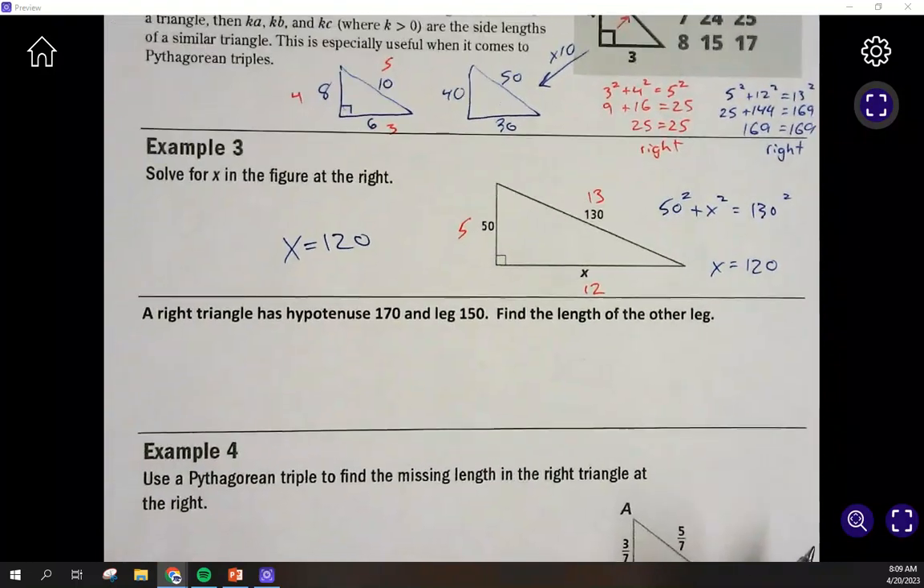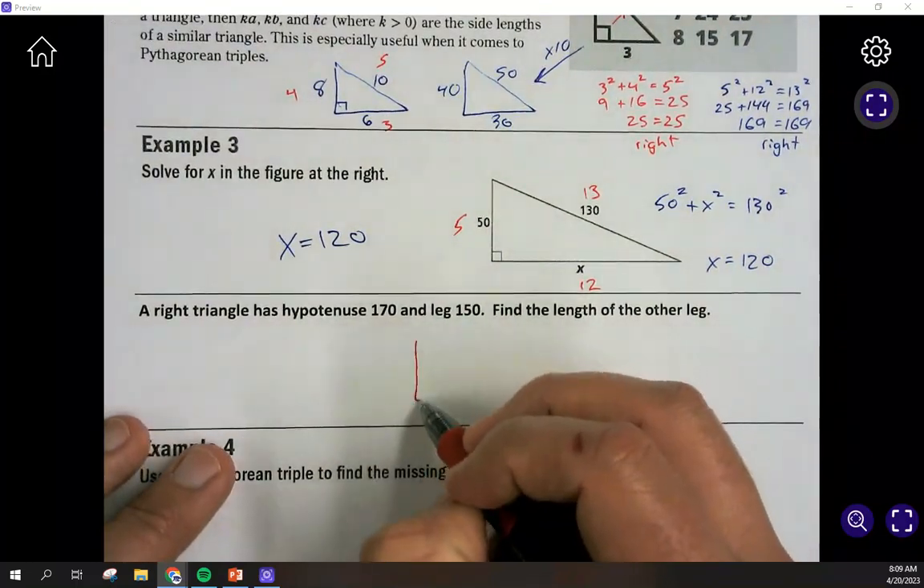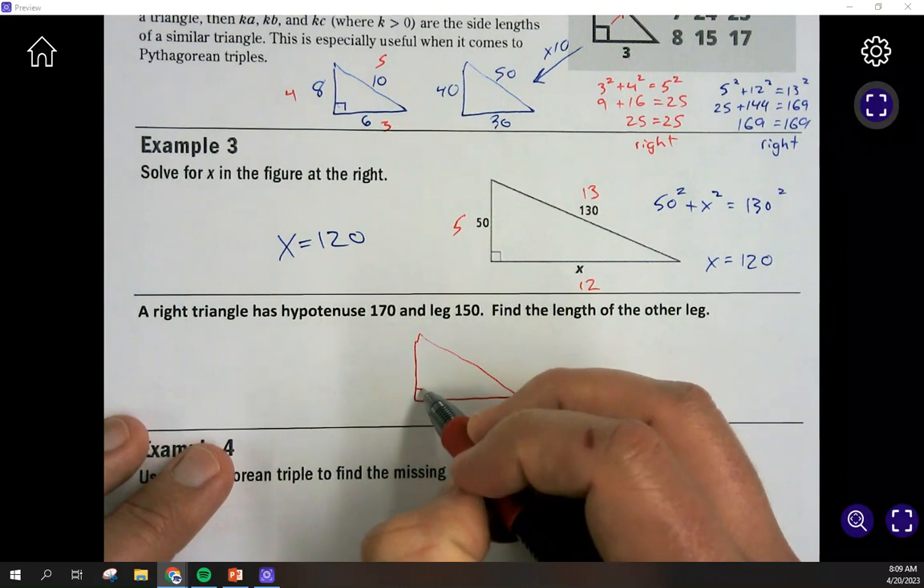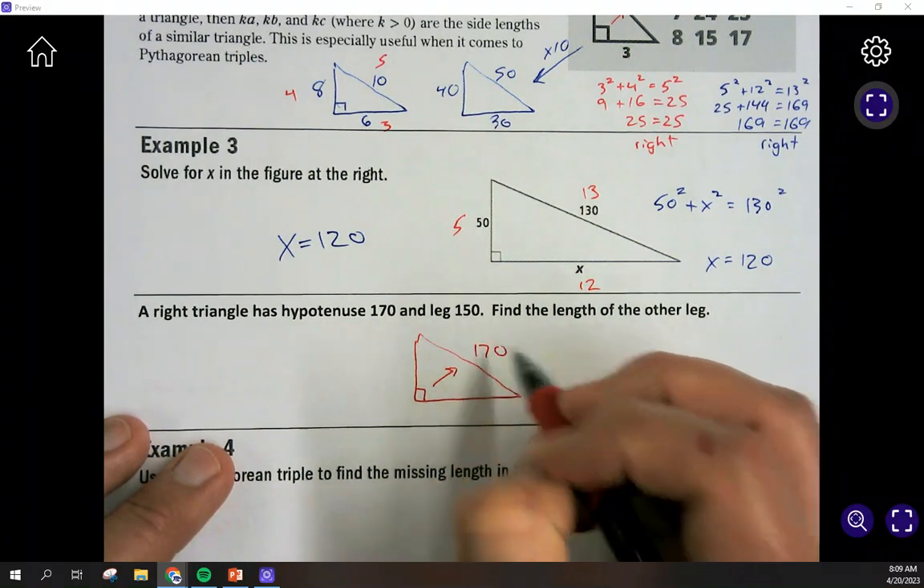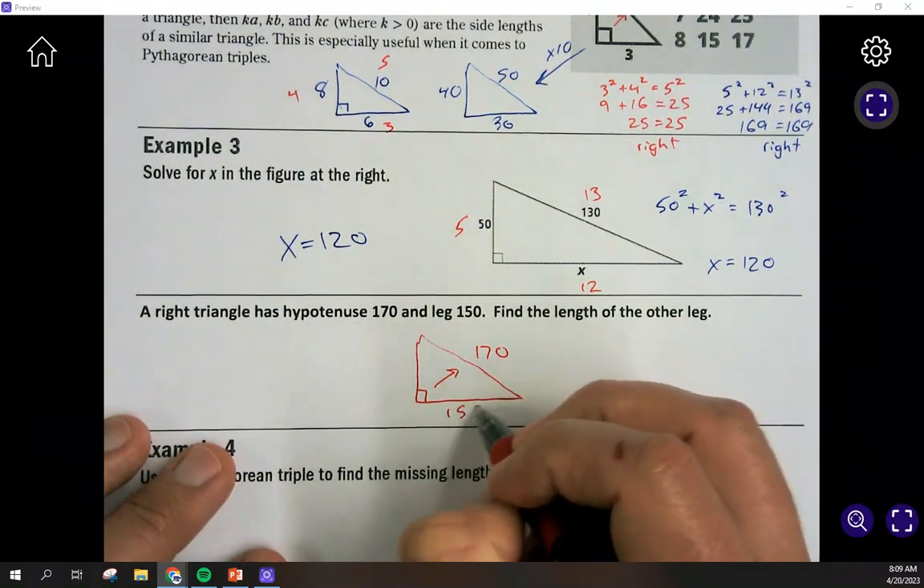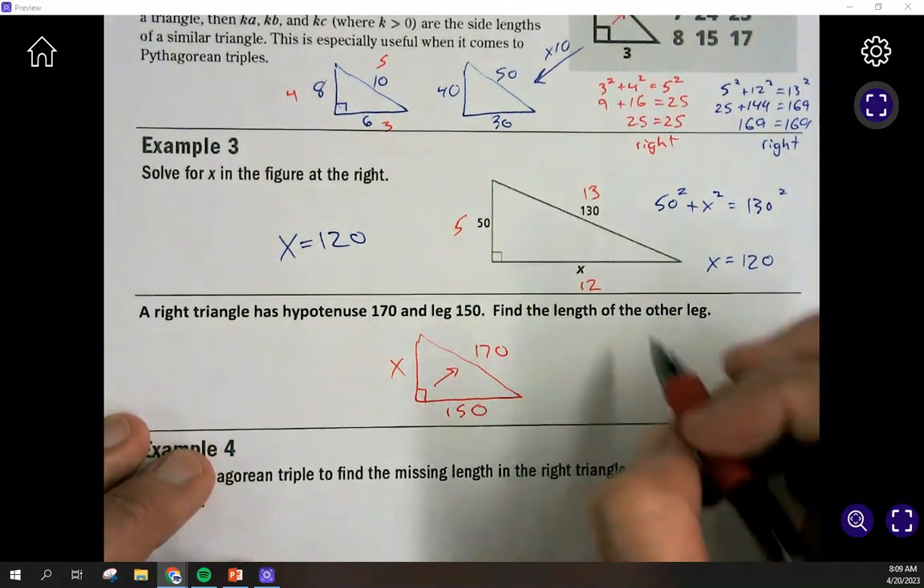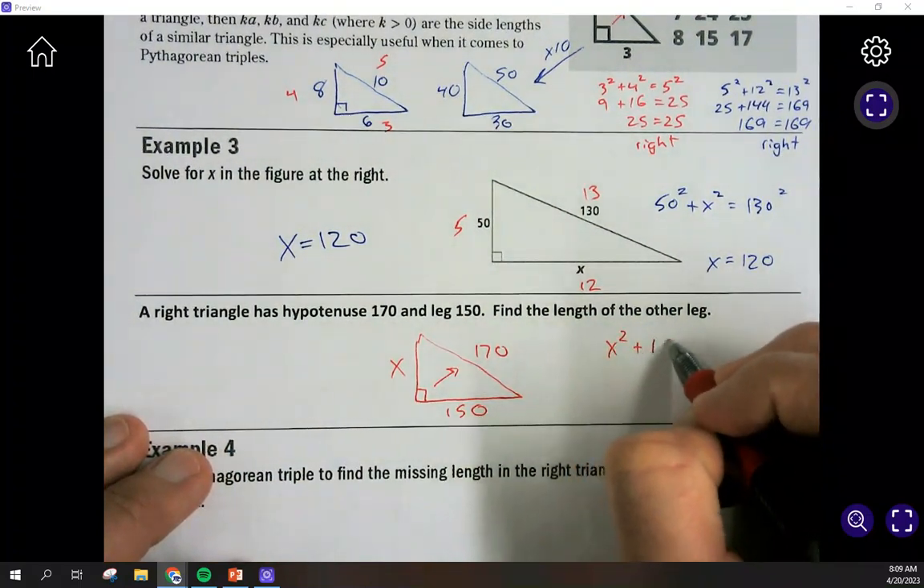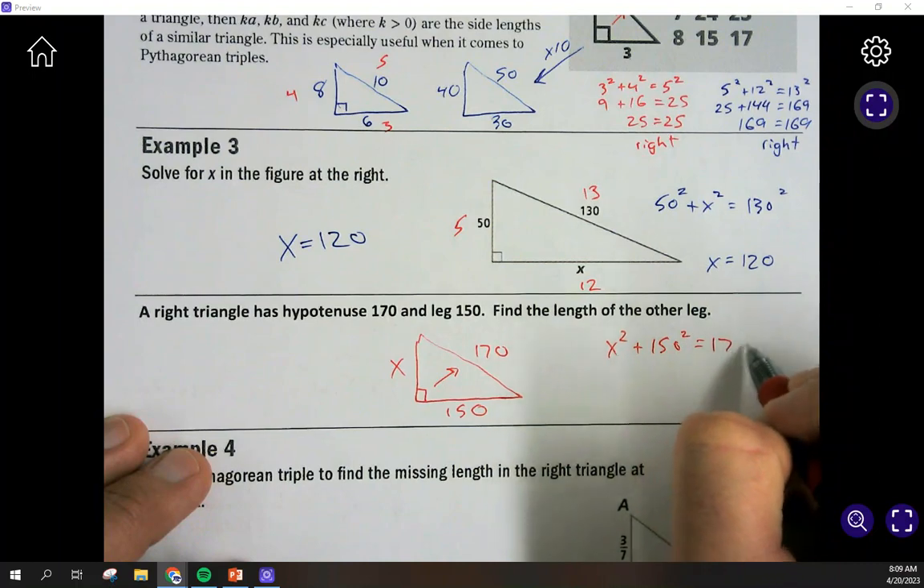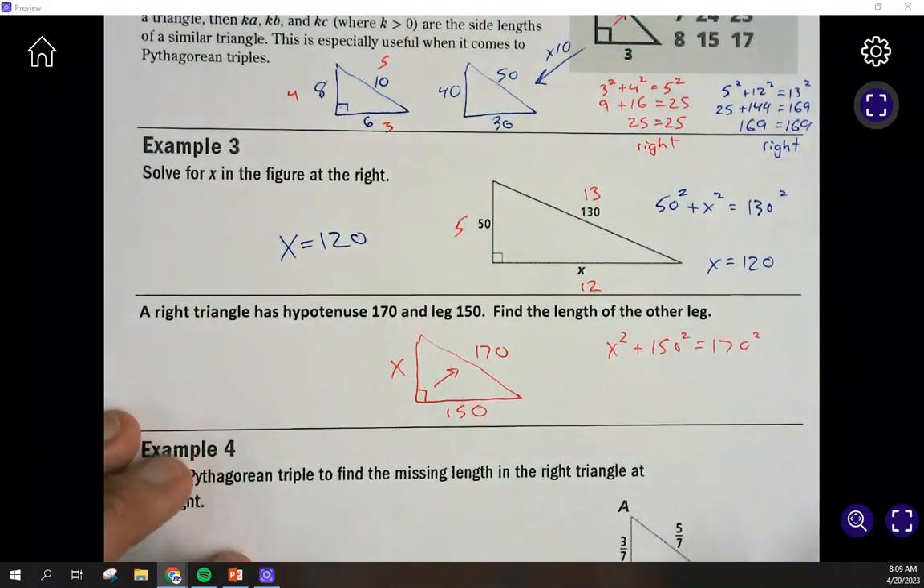Okay, so the next question right there, a right triangle has a hypotenuse. So remember that means across from the 90 of 170. One of the legs is 150. Find the other leg. Of course, you could do x squared plus 150 squared equals 170 squared. It will get you the answer.